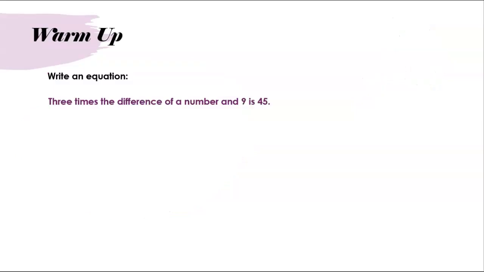Okay, so we are going to do our warm-up. Today's warm-up says 3 times the difference of a number and 9 is 45. So the first thing we have to do is find our "is." That is equal. Okay, so that's what we're going to work with first. We're going to put our equal sign here. Is 45.